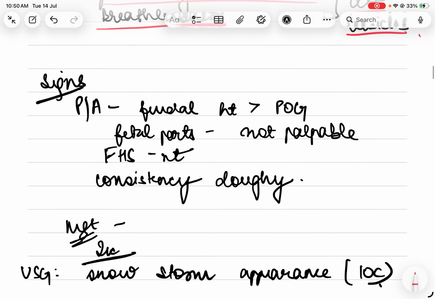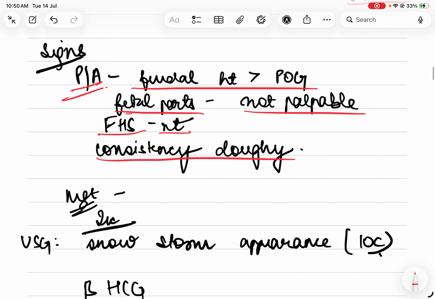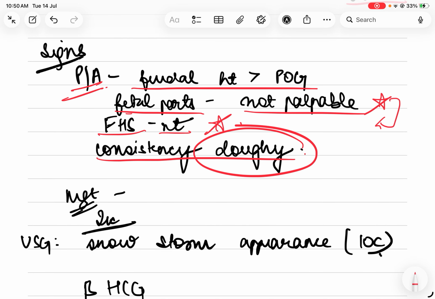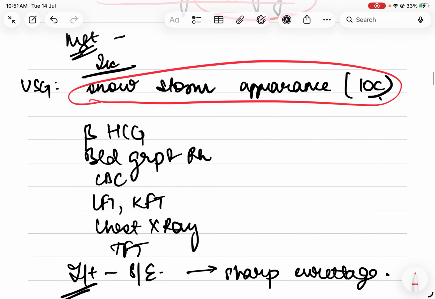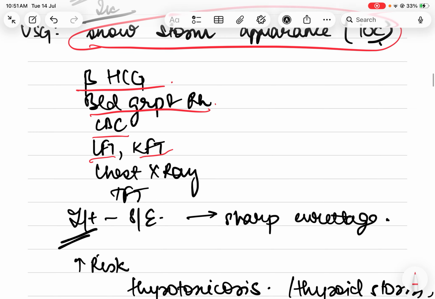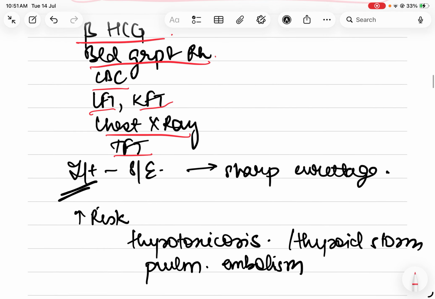Now the per abdominal signs: fundal height will be more, and period of gestation will be less. Fetal parts will not be palpable. Fetal heart sounds will be absent, and consistency will be doughy, guys. So both of these you need to remember by heart. Investigations: snowstorm appearance, everyone knows. Beta HCG will also be taken, blood group ABRh will be sent, CBC, LFT, KFT, chest X-ray, and TFT will be sent.